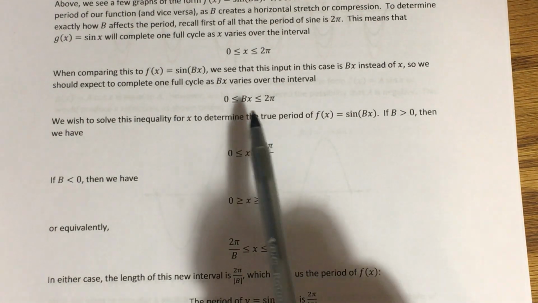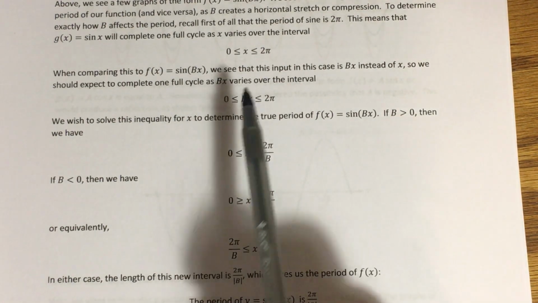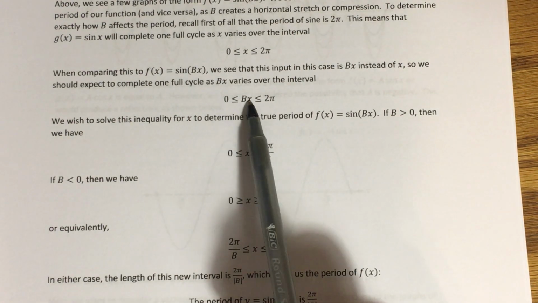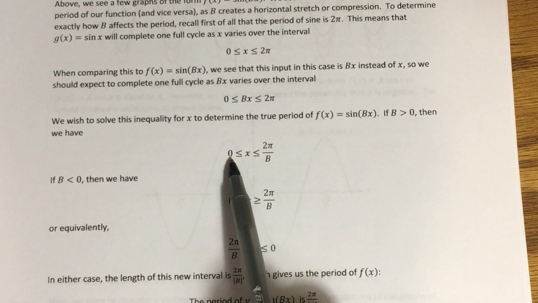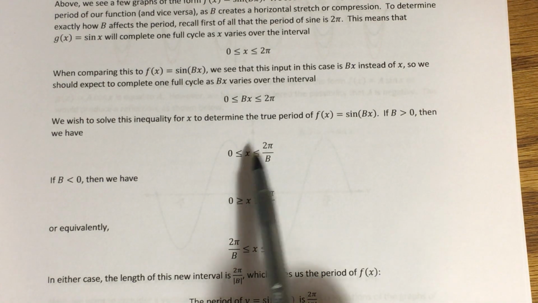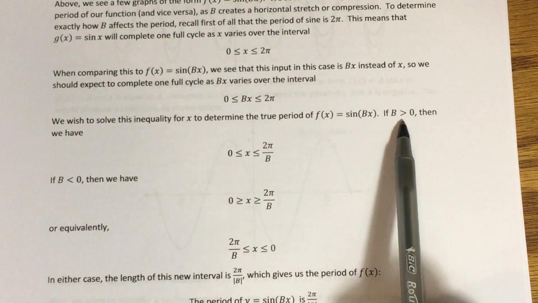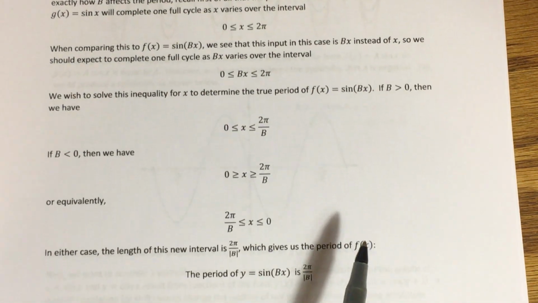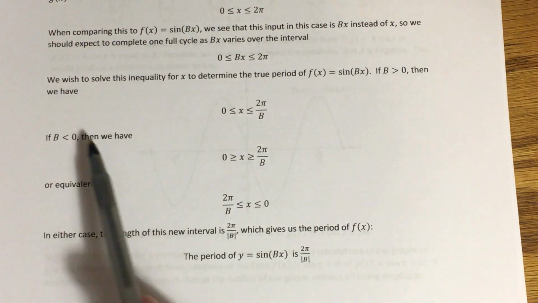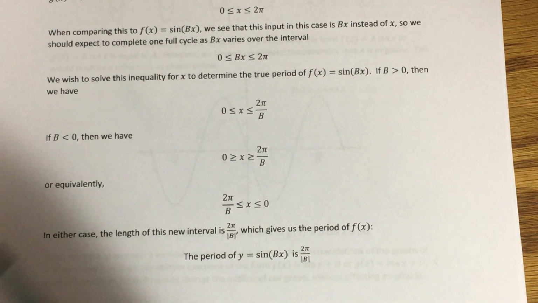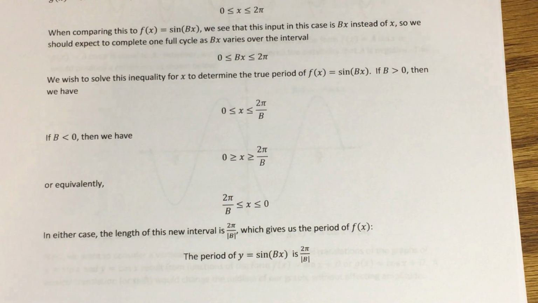Now, if b is a positive number, I can solve for x by dividing everything by b. This would still be 0. Notice we have x here now, and here I have 2 pi over b. I made the assumption that b was positive when I did that, and the only reason for that is because when we divide by negative numbers, inequalities flip over. That's something that we learn in algebra.